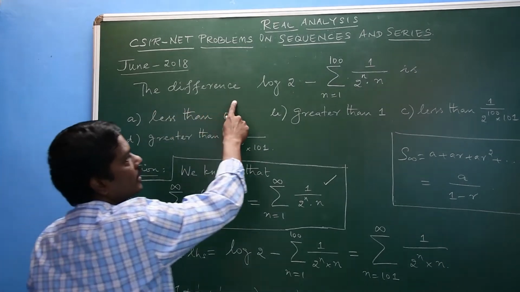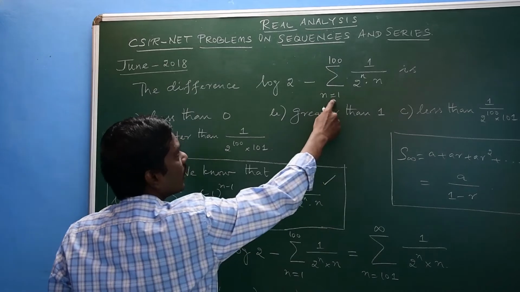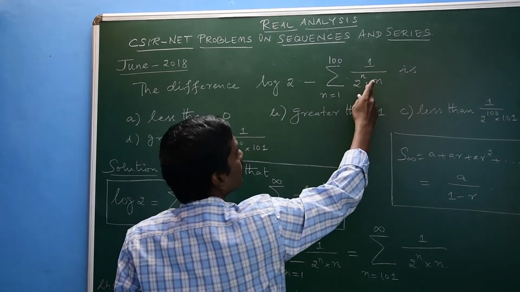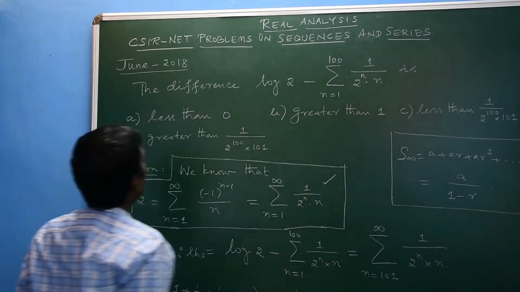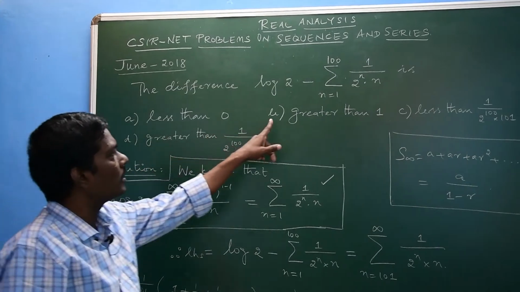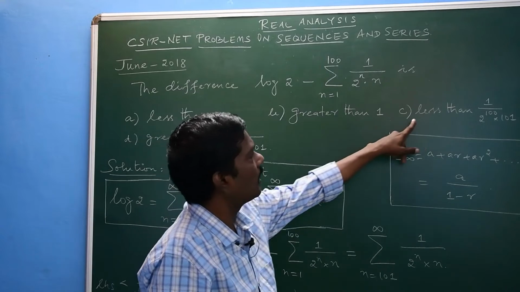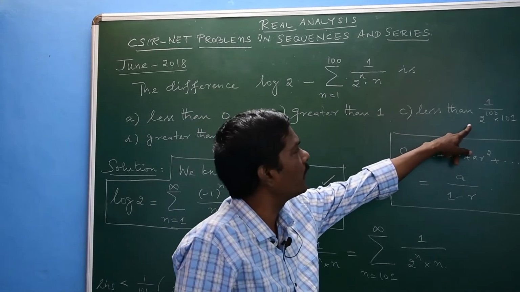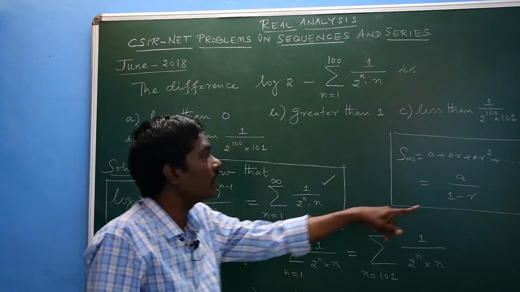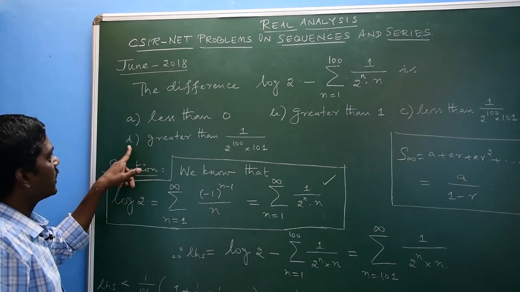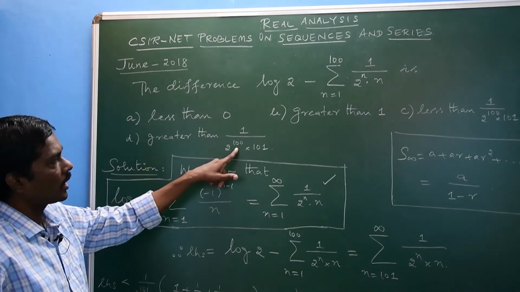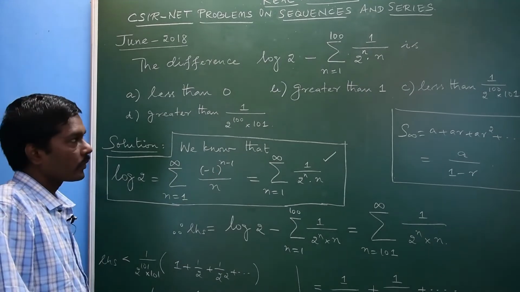The difference log 2 minus summation over n equals 1 to 100 of 1 by 2 to the power n times n is: Option A, less than 0; option B, greater than 1; option C, less than 1 by 2 to the power 100 times 101; option D, greater than 1 over 2 to the power 100 times 101.